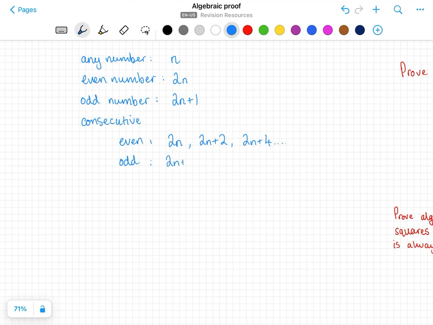If 2n plus 1 is our first odd number, to get to the next odd number, we would add 2 to that. So 2n plus 3, 2n plus 5, etc.